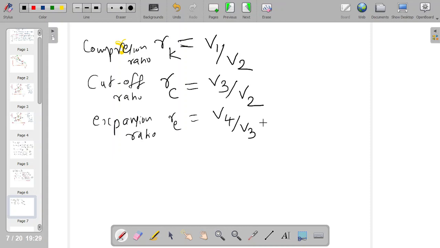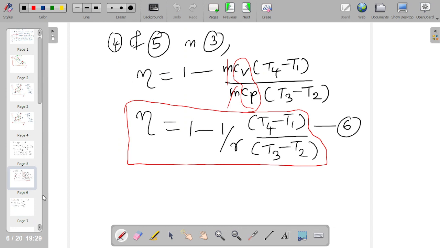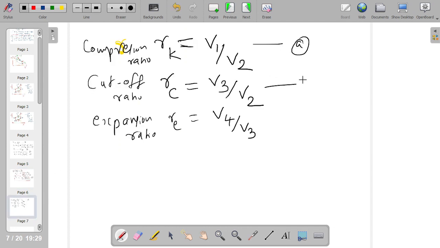So we have another set of equations. We can number them A, B and C. These are the equations for the volume ratios: combustion ratio, cut-off ratio, and expansion ratio. But our next question is whether these three are independent quantities, or whether there is a relationship between them. We can simplify that.